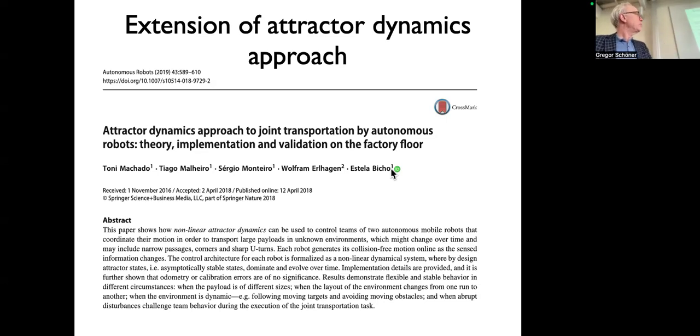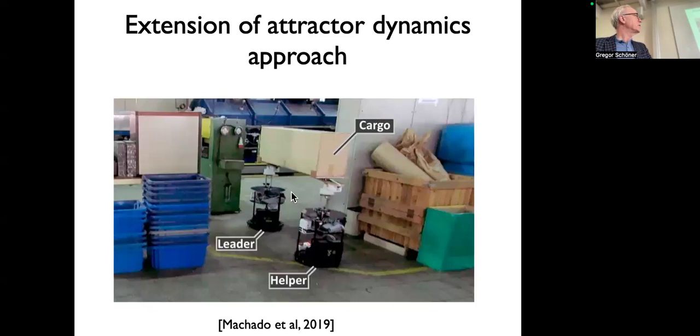And Stella pushed this to a new level where she asked the robots to collaborate by transporting something jointly. So here is one and the other robot. They have different algorithms. One is called the leader, the other is the helper. And they carry something. This is just a prototype, right? So it's not production. So they carry the cargo on top.